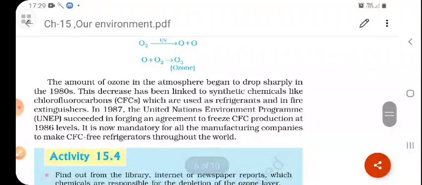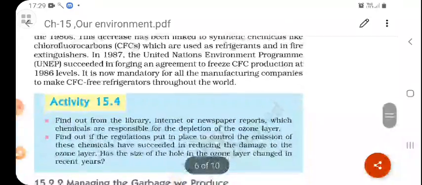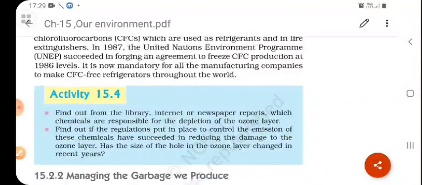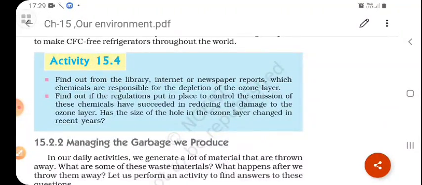The amount of ozone in the atmosphere began to drop sharply, okay, in the 1980s, because of the use of synthetic chemicals like chlorofluorocarbons. They are widely used as refrigerants and in fire extinguishers. Therefore, the ozone layer depletion started from the 1980s, and in 1987, the UN Environment Program succeeded in forging an agreement to freeze CFC production. Okay, so it is now mandatory for all manufacturing companies to make CFC-free refrigerators throughout the world. Okay, CFC is banned.